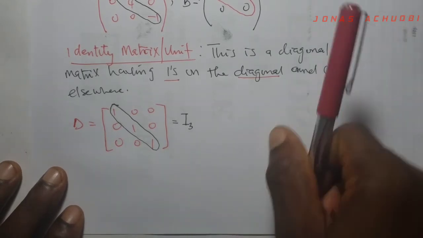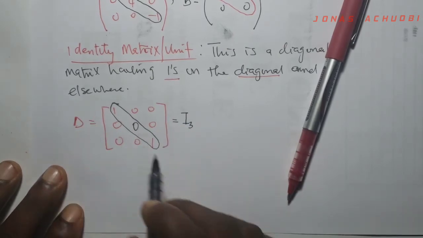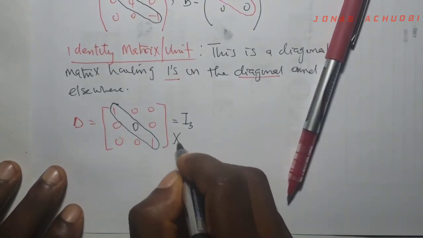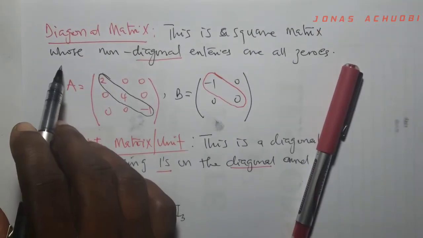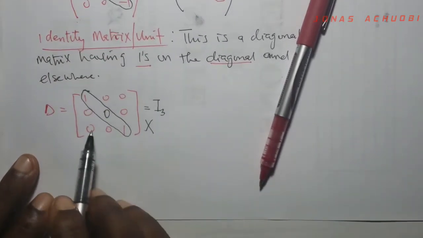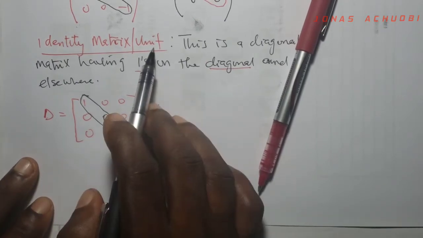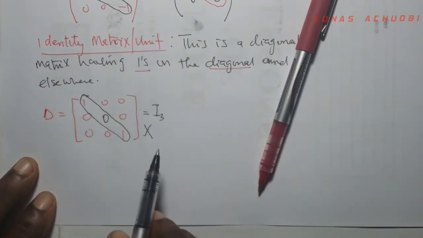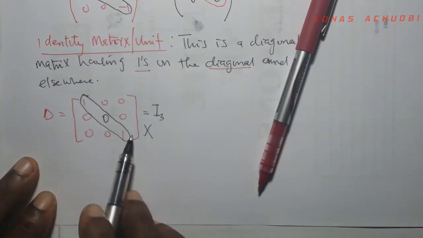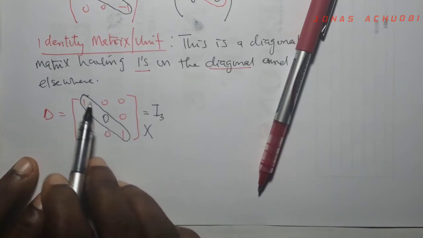What happens if one of these entries here is 0? Take for example, this one here is 0. Would this still be a unit matrix? The answer is no. But would this still be a diagonal matrix? The answer is yes. So this will now be a diagonal matrix of order 3, but not a unit matrix of order 3. In other words, to be called a unit matrix of order 3, all the entries of the diagonal, main diagonal or principal diagonal, must all be 1s.